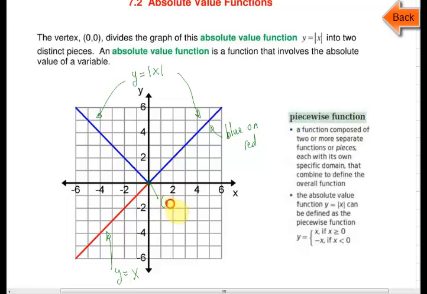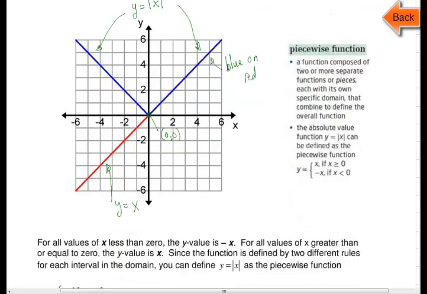It's at 0, 0. So our vertex divides the graph of this absolute value function, y equals absolute value of x, into two distinct pieces. One part is the part that goes up to the right, and the other part is the part that goes up to the left. An absolute value function is a function that involves the absolute value of a variable. So in this case, the absolute value of x. Okay, so the following explanation is for absolute value functions.